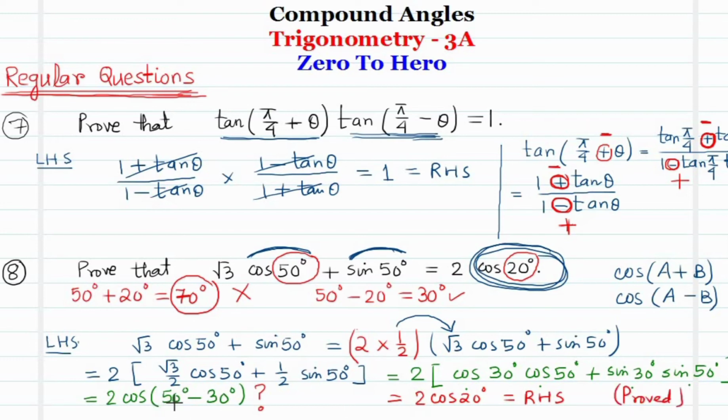Now coming back, 2 cos 50 minus 30. Somebody may ask you, if I write it like 30 minus 50, then what will happen? Nothing will happen, because in that case cos of minus 20 will come, and we know that cos of minus theta is cos theta itself. Cos of minus 20 is equal to cos 20 itself. So no difference whether you write it like cos 50 minus 30 or cos 30 minus 50.